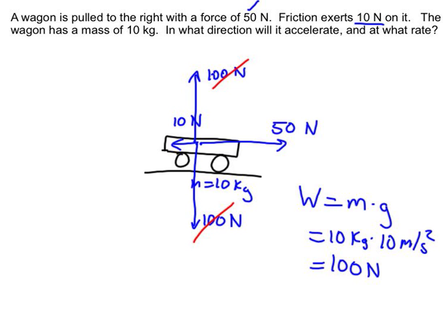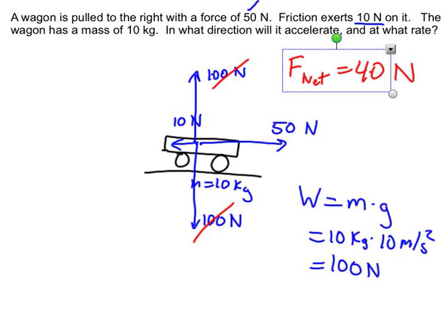What we're really looking for is what is the net force. So if there's 50 newtons to the right and 10 newtons to the left, the net force, what we'll call F net, is going to equal 40 newtons. So that means that overall, the force is 40 newtons to the right.